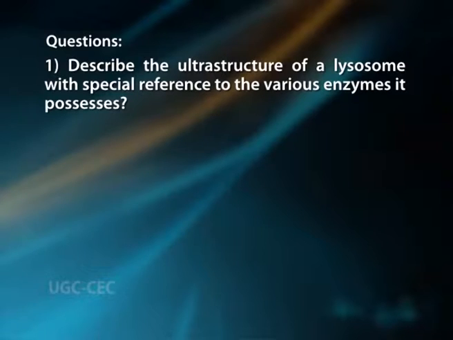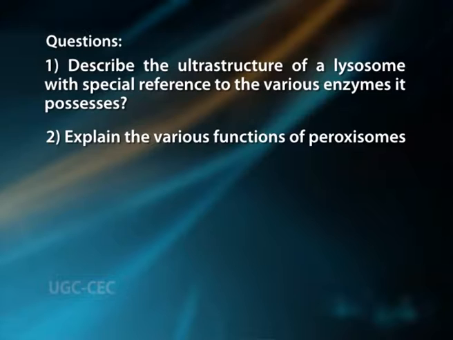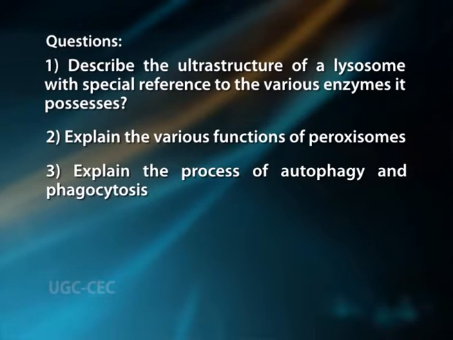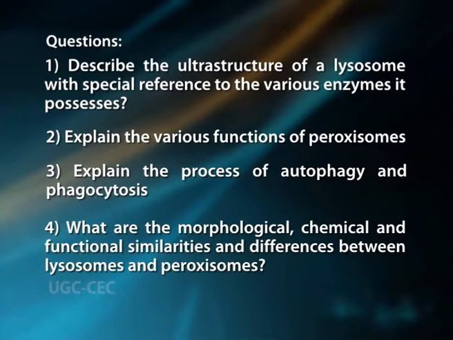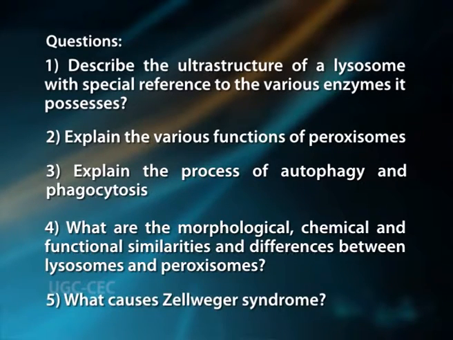Here are a few questions for you to work out. 1. Describe the ultrastructure of a lysosome with special reference to the various enzymes it possesses. 2. Explain the various functions of peroxisomes. 3. Explain the process of autophagy and phagocytosis. 4. What are the morphological, chemical and functional similarities and differences between lysosomes and peroxisomes? 5. What causes Zellweger syndrome?